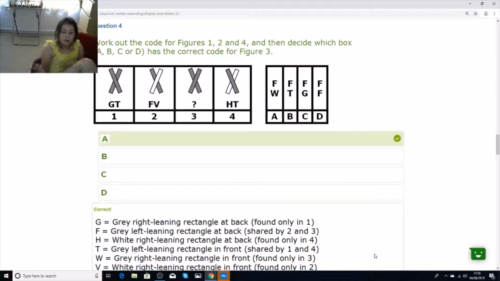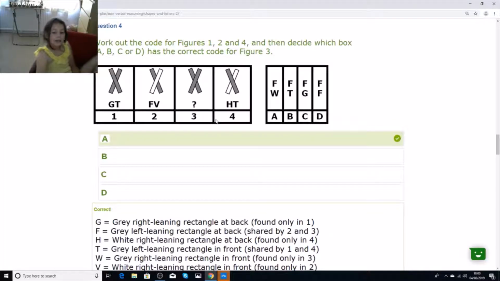FW. So G equals grey right-leaning rectangle at back. Oh, so the grey right-leaning. So this one. Rectangle at the back. So that rectangle is at the back. Means G. F equals grey left-leaning rectangle at back. And H equals white right-leaning rectangle at back, found only in 4.